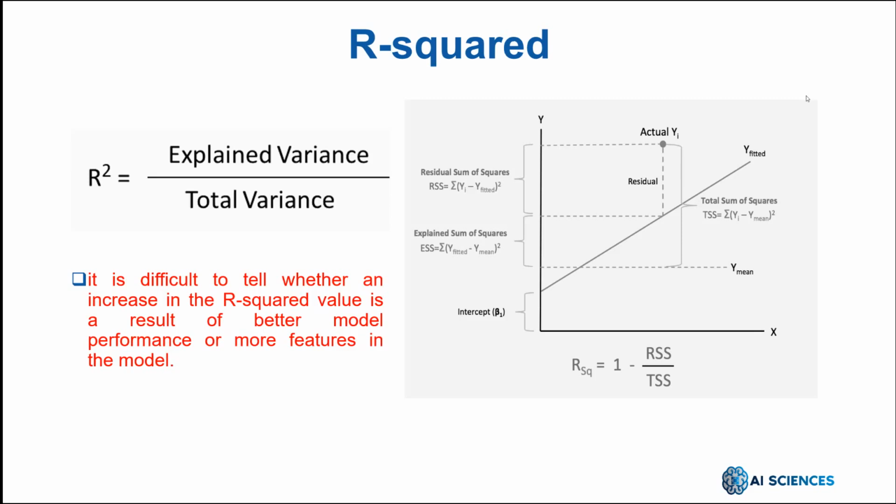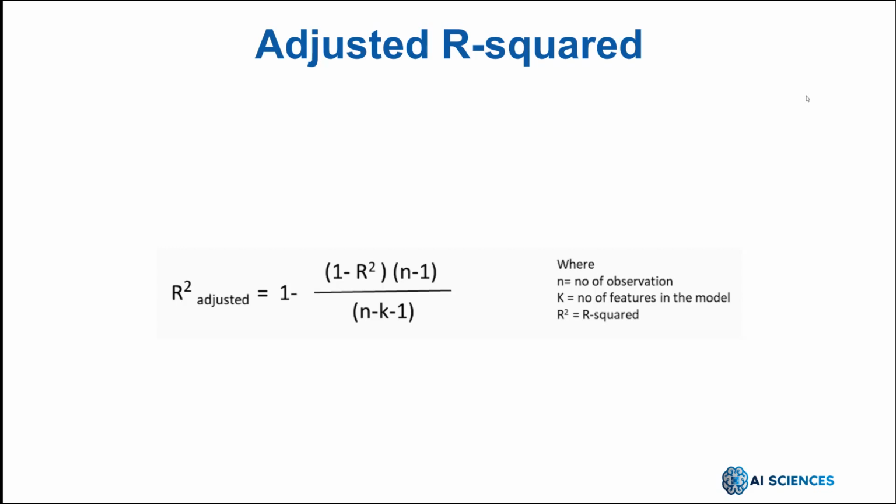However, it is difficult to tell whether an increase in the R-squared value is a result of better model performance or more features in the model. That's why in multiple linear regression, it is better to choose the adjusted R-squared. Adjusted R-squared is a modified version of R-squared that has been adjusted for the number of features in the model. Adjusted R-squared penalizes the R-squared if the choice of the feature newly added to the model is not good.